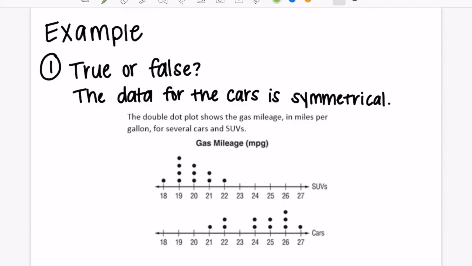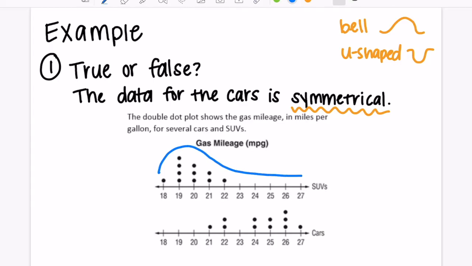True or false? The data for the cars is symmetrical. Remember, symmetrical can either be bell-shaped, so it would look like this, or it can be U-shaped, where it would look like this. So, does this data look like either one of those? No. I would say that this definitely looks skewed, because we have this one with the tail, and we have this one with the tail.